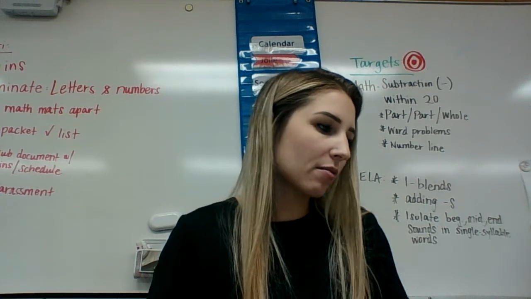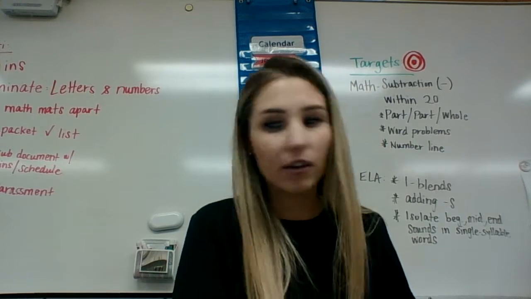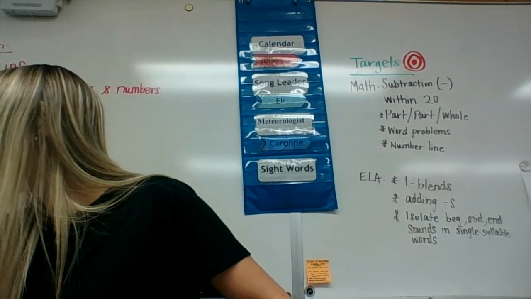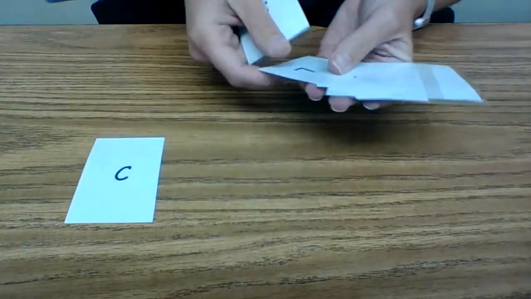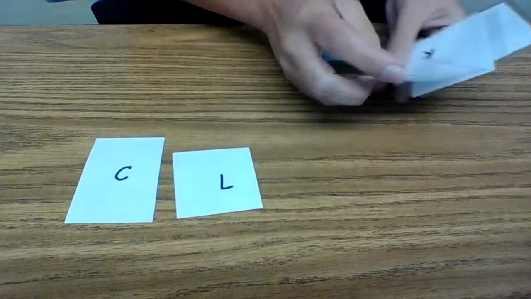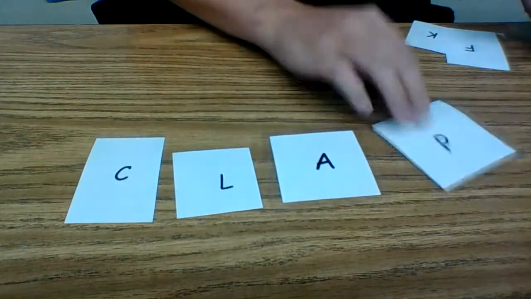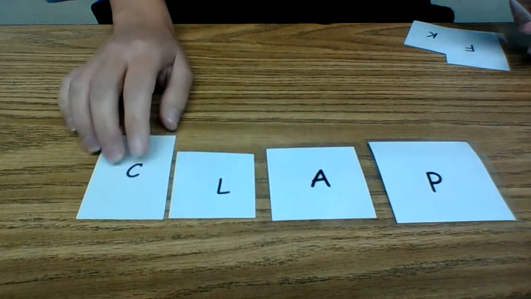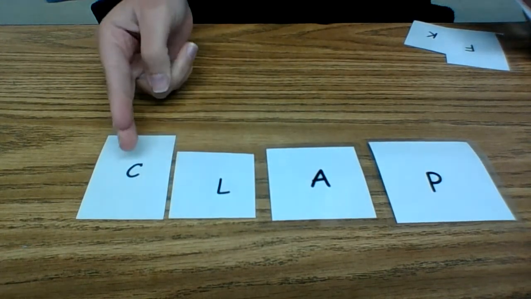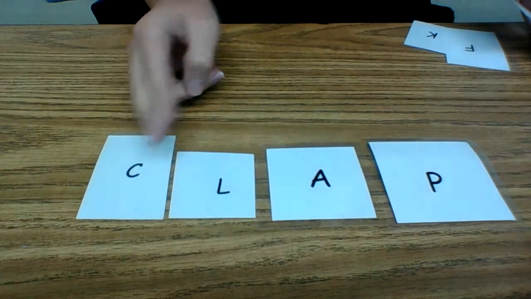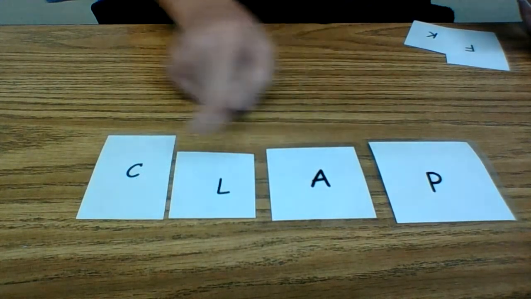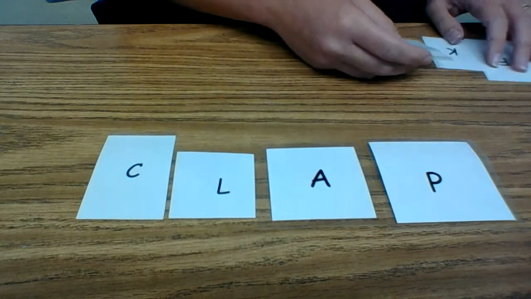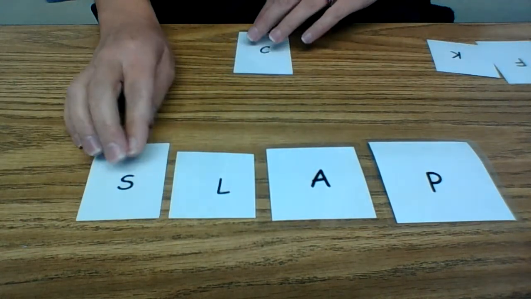Then I spelled some words. Let me see if I can spell them for you again. Remember we have our L blend. So blend these two sounds together: cl, cl, clap. So if I start with clap and I change my C to an S, what word is that?